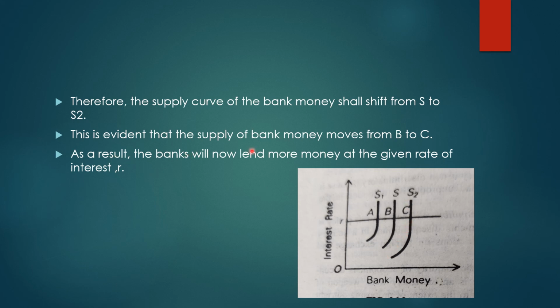Now see, it is evident that the supply of the bank money moves from B to C, as I just mentioned. As a result, the banks will now lend more money at the given rate of interest R. And this is what the central bank wanted. It is successful in achieving its motive, right?